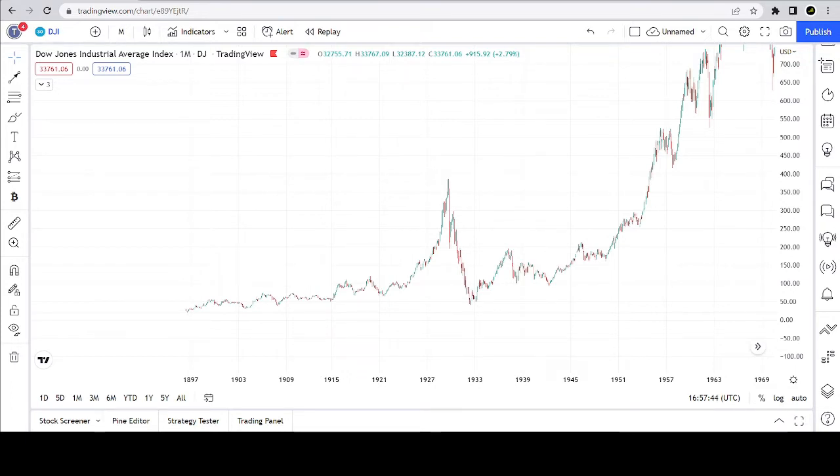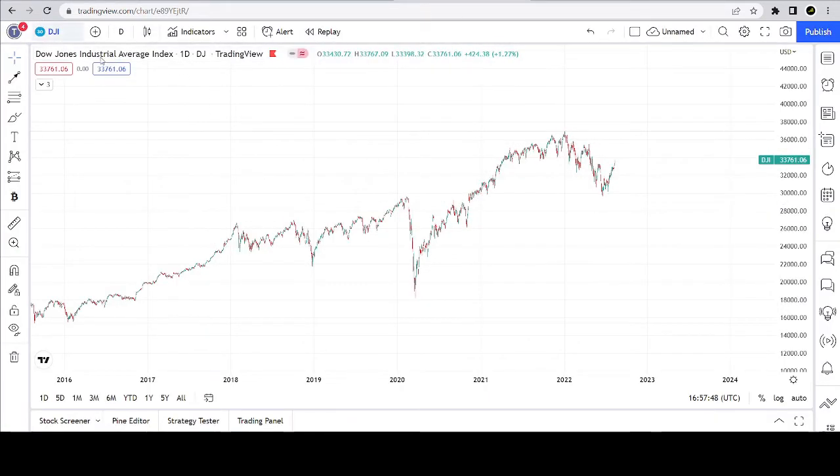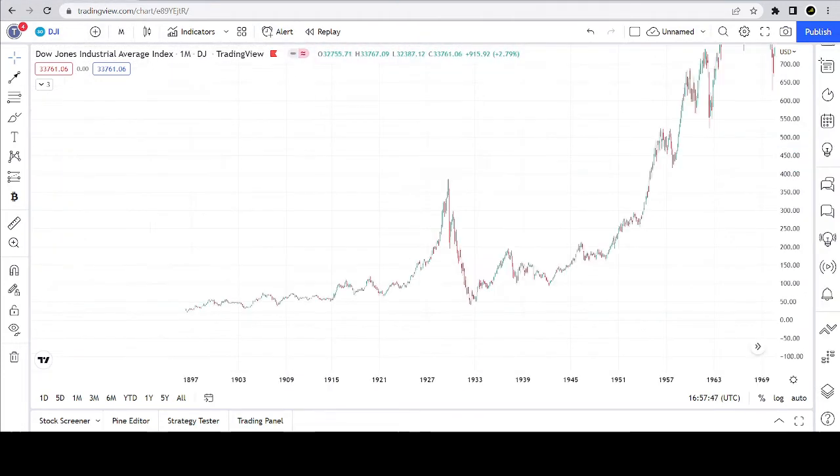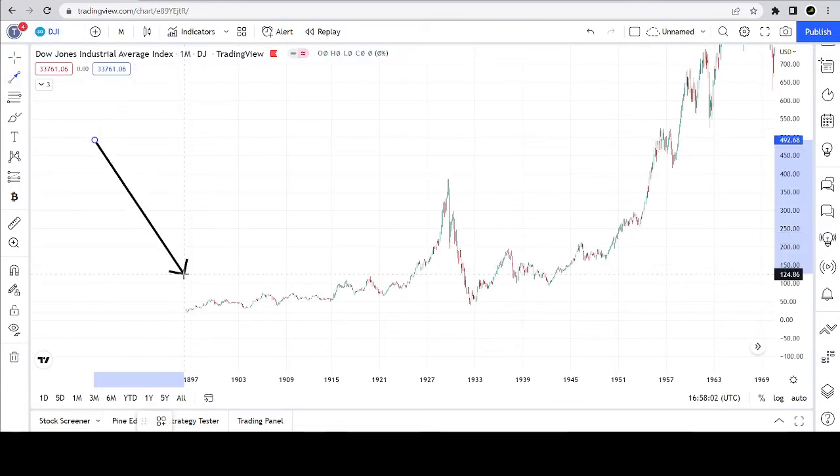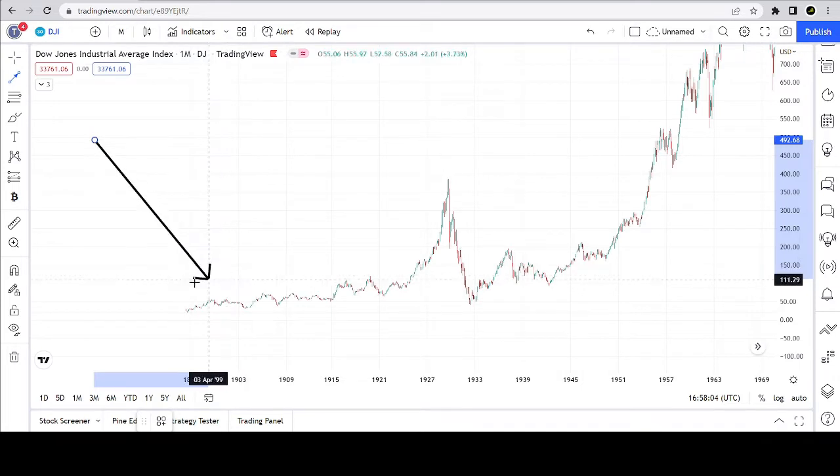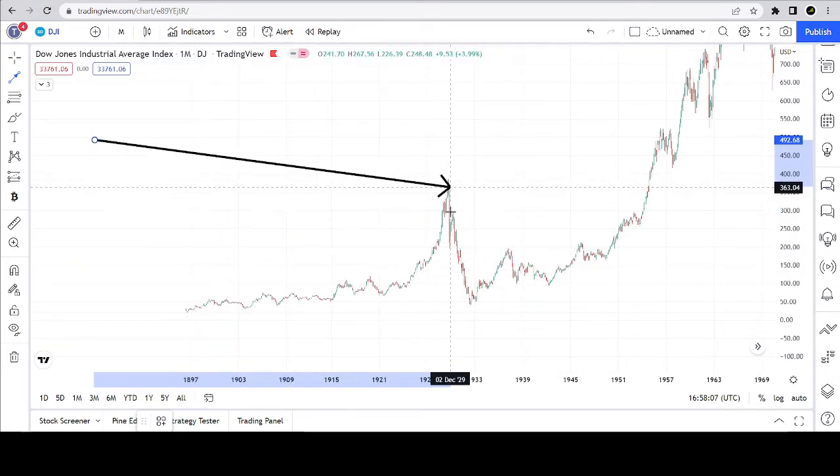So what I want to do is look at a large scale picture of the Dow Jones. This is where we are today, the current Dow Jones on a day chart, but I'm going to go way back to the very beginning, and this started back in 1896. I'm going to focus on this section here.